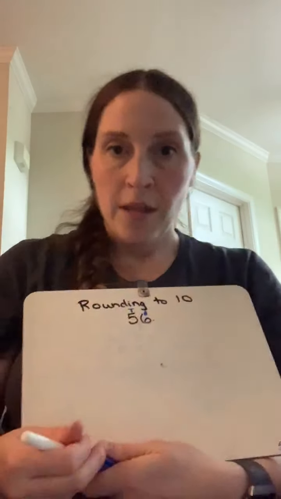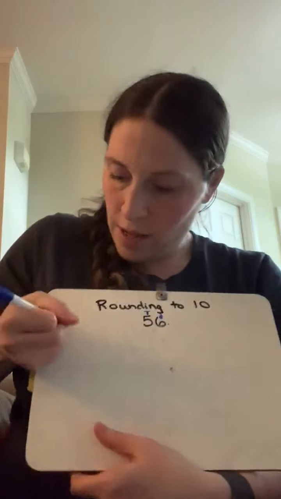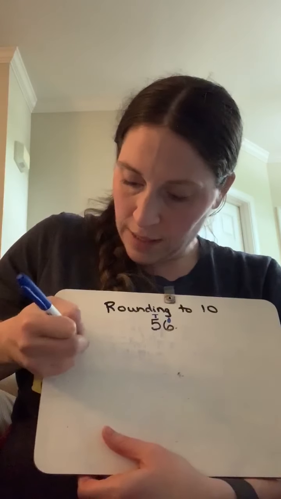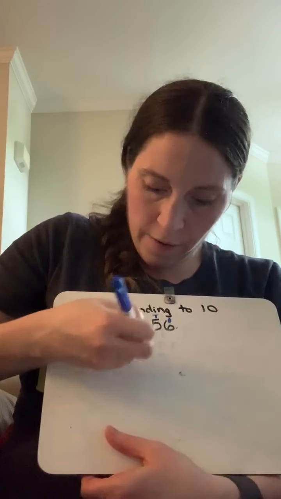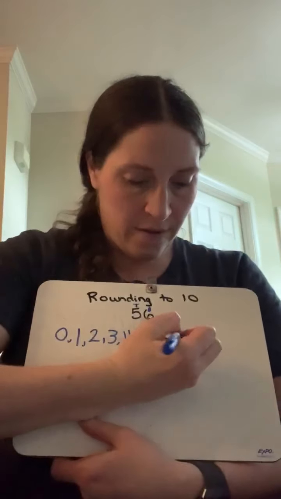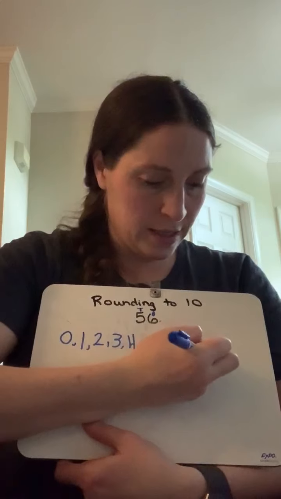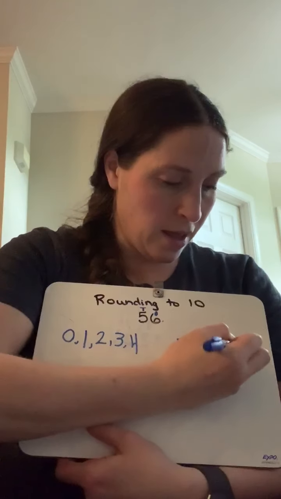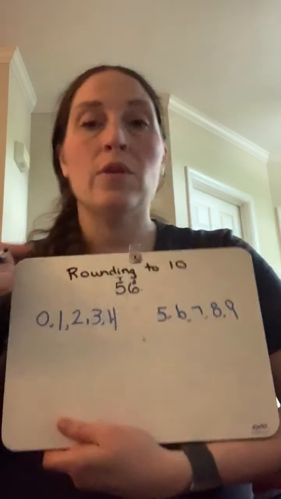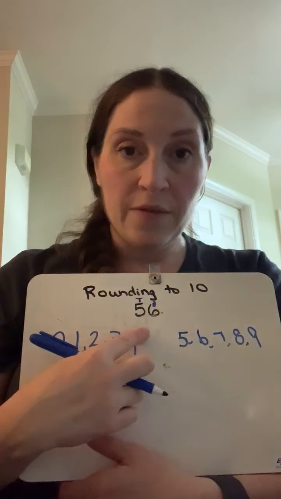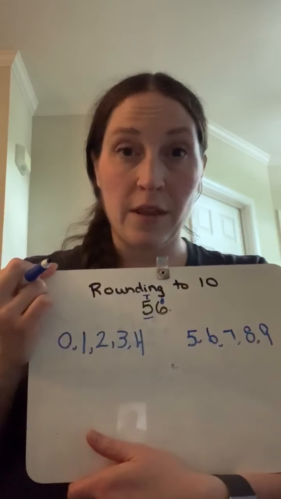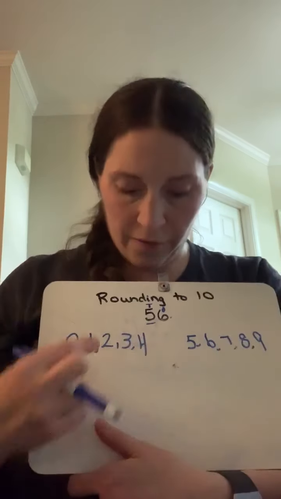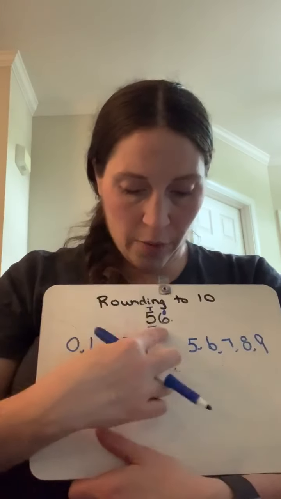The next way is to think about if your ones place has a 0, 1, 2, 3, 4, or if it has a 5, 6, 7, 8, 9. So we're going to use our ones place this time to help us again. So our number is 56. 5 is in our tens place, so we have to think about what we want to round our 5 to, or 50. We're going to look at our ones place.